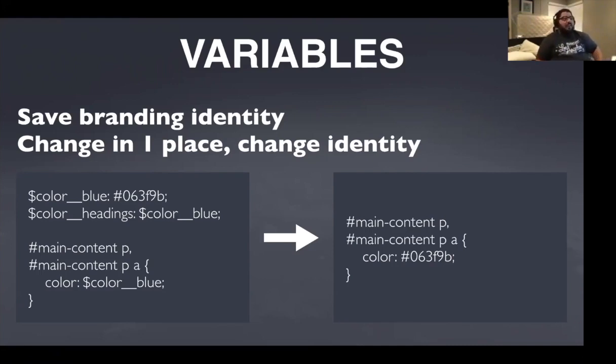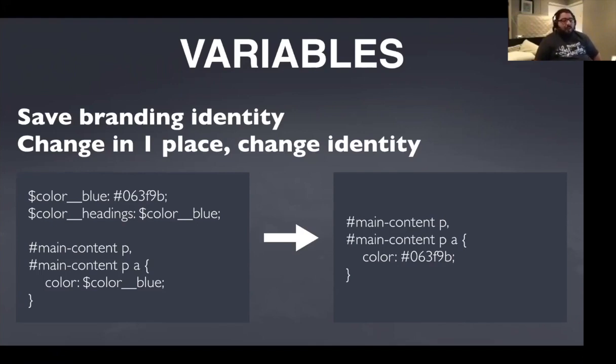So later on in the site, if I wanted to have all my headings be the same exact color, I could do H1, H2 color, and I can use color headings, and that would still be the color blue. And that's great because it's just another layer of modularity in your code. But if you actually look at the CSS at the bottom, you'll see ID main content paragraph and then ID main content paragraph anchor. So P A, that's right at the bottom. And I have the color set to color blue as the variable, and that's SASS.